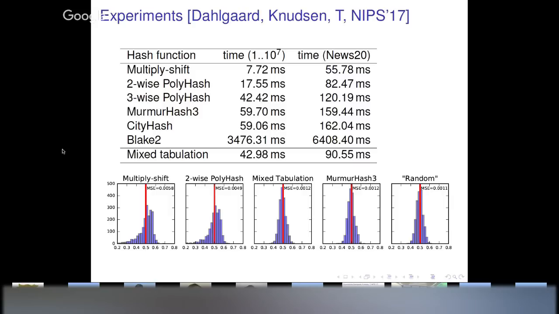Does it work? Well, first, I think the interesting thing here is we compared the speed of our thing against different schemes. This is mixed tabulation down here. You can look at multiply-shift, 2-wise polynomial, 3-wise polynomial, and we see we're about as fast as at least 3-wise polynomial hashing. Three-independent hashing is like a degree 2 polynomial. So we are at the speed of about 2 multiplications.